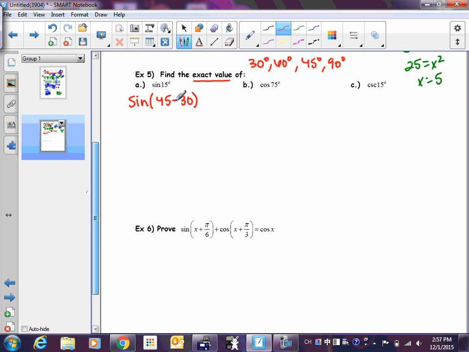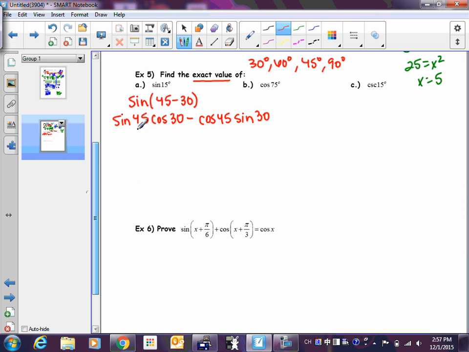Now, this is a formula. Sine of A minus B is sine of A, so sine of 45, times cosine B, so cosine of 30, minus cosine of A times sine of B. I'm just using that sine of A minus B formula. We used that one earlier today even. And here A is 45 and B is 30. So we need to do each of these and simplify, kind of like I did in the last problem.